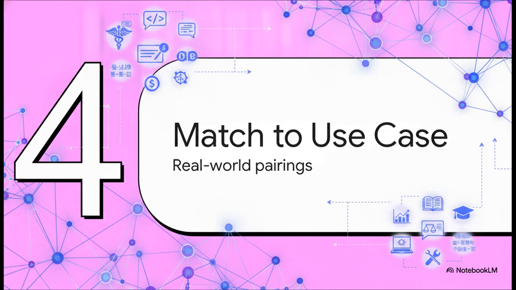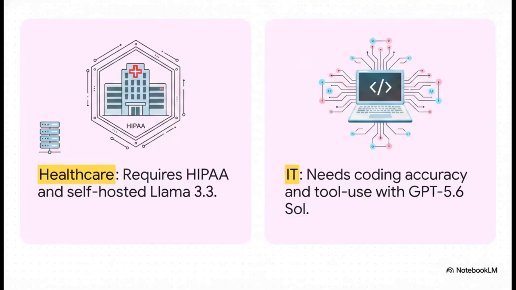Okay, step 4, match model to use case. Let's put this framework into practice and look at some real-world industry matches. Now, what's really interesting about this comparison is how starkly different the requirements are. Look at healthcare versus IT and software dev. Healthcare requires strict HIPAA compliance, data residency, the whole 9 yards. A pure API model just won't cut it because of data privacy laws. You really need a self-hosted model like Llama 3.3, fine-tuned on clinical data.